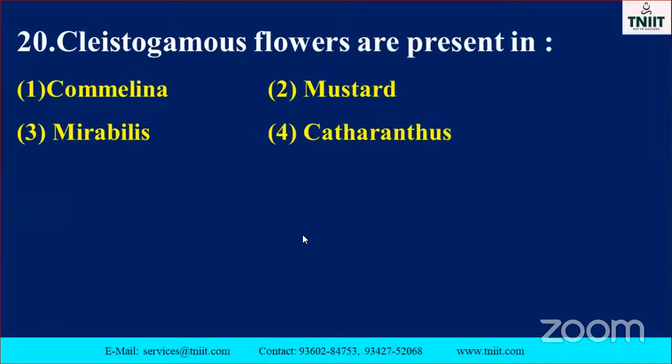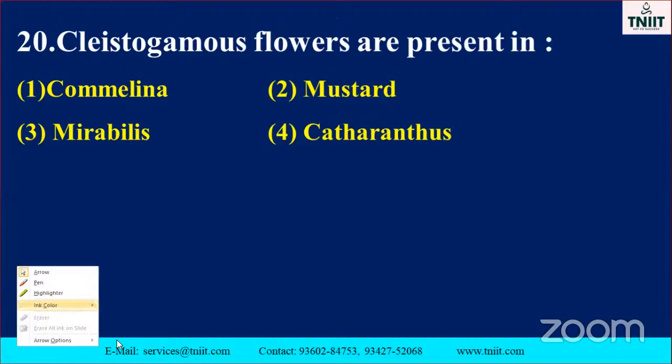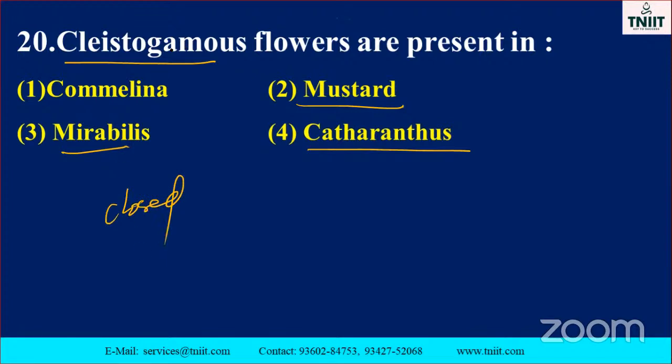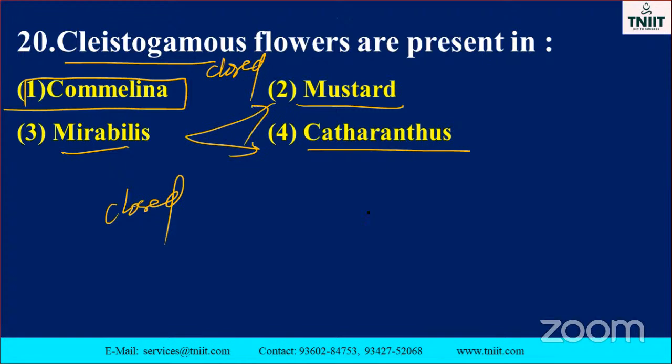Cleistogamous flower. What is the meaning of cleistogamous flower, my dear students? Listen here: mustard, Mirabilis, Catharanthus. Just imagine Mirabilis flowers. This is not cleistogamous. Cleistogamous means the closed one. So Commelina is the closed one. Other plants are not closed; they are exposed to the sun.